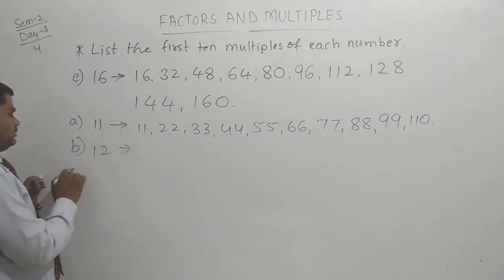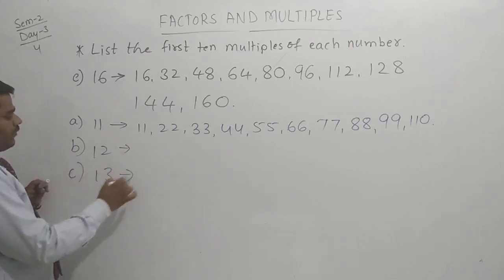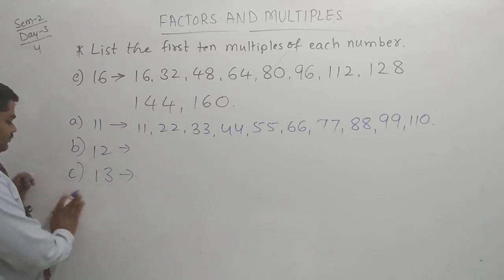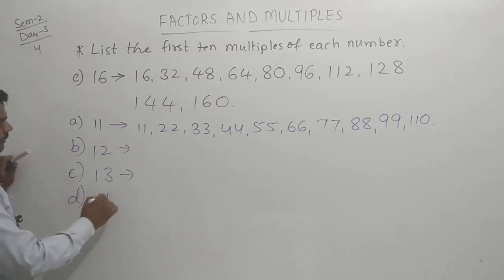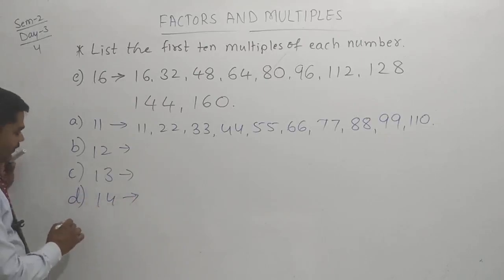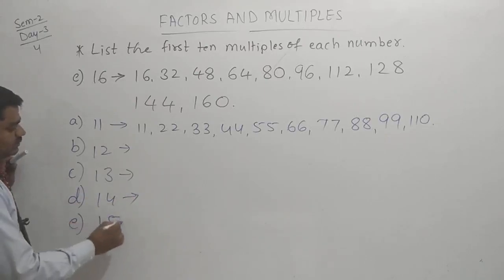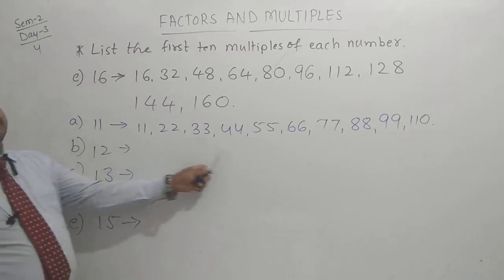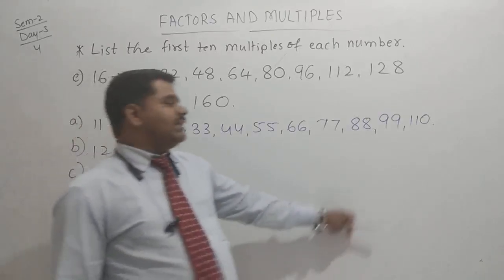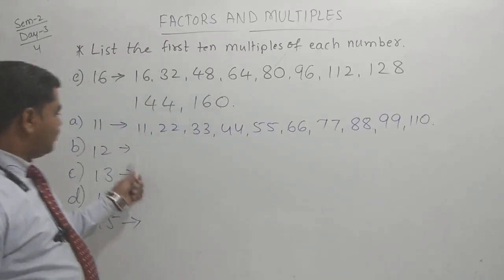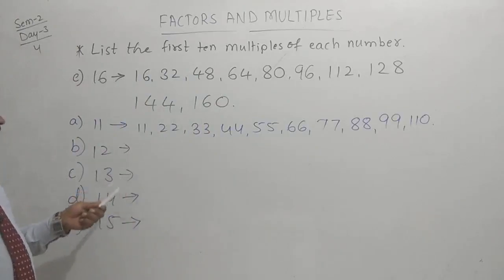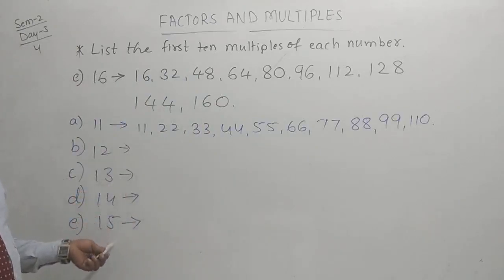One more number, 12, 13, 14 and 15. We can write it. First 10 means tables only. If you get any doubts, give a call to me. Write all these multiples: 12s, 13s, 14s and 15s. Is there any doubt about the multiples?